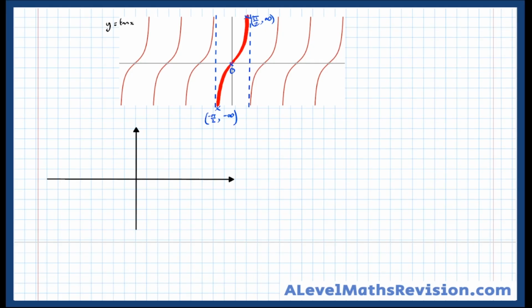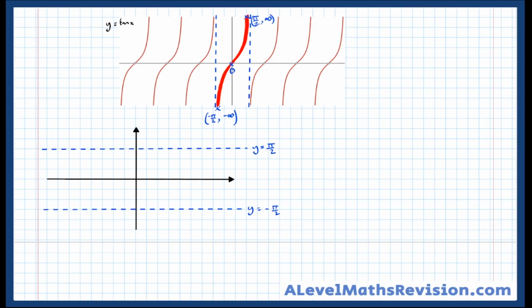So first of all, drawing in the asymptotes, well, we've got a vertical asymptote at x equals minus pi over 2, so reflecting through the line y equals x, that will now give us a horizontal asymptote at y equals minus pi over 2. Likewise, the vertical asymptote at x equals pi over 2, when reflected, will give a horizontal asymptote at y equals pi over 2.